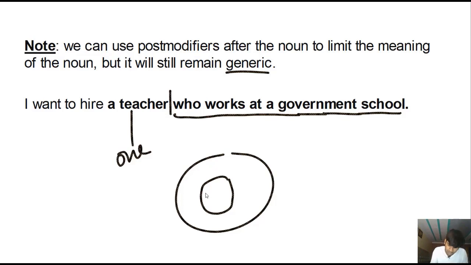But I'm talking about teachers from government schools. Still, I'm not referring to one particular teacher, but I'm talking about a particular group of teachers, all the teachers that are working in government schools. So any one teacher out of all the teachers working in government schools. You know what I'm saying, right? You can do that. So you can limit the meaning of the word and not make it specific by giving information about the noun using some modifiers after the noun, right?